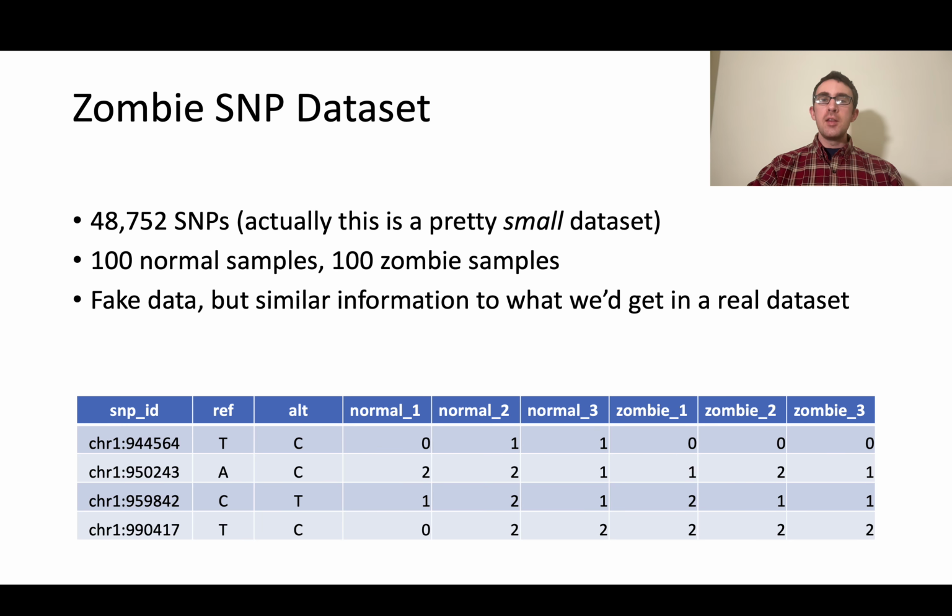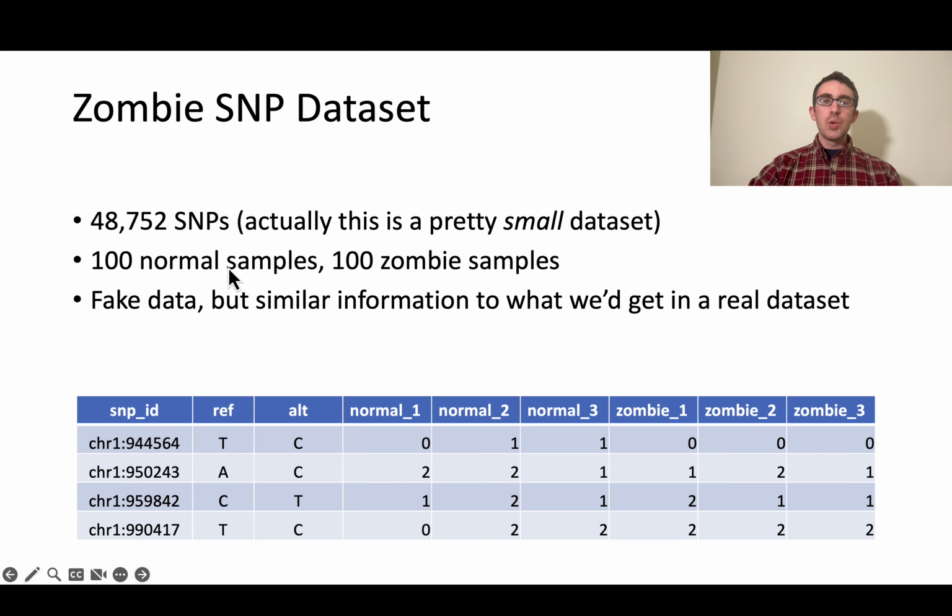Okay, so here's a little bit of information about our fake mock data set we're going to be using. In the next video, I'll show you how to download it from my GitHub, and we'll start looking at the data set. Before we do that, this slide is just a little bit of information. We're going to be analyzing a data set with 48,752 SNPs. This is actually a pretty small data set compared to real data sets. It might seem like a lot, but it's pretty small as far as real data sets go. And the data set is going to have 100 normal samples.